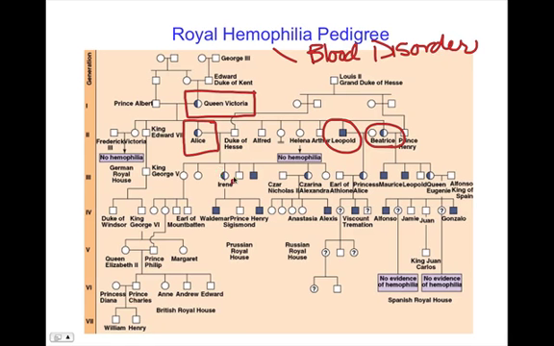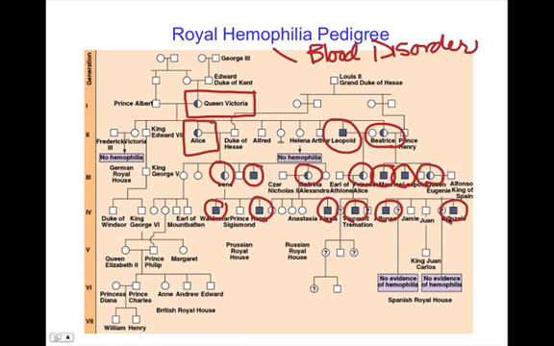Beatrice is a carrier. Irene is a carrier. This boy has the disorder. Carrier, carrier, disorder, disorder, carrier, and then a series of males with the disorder.